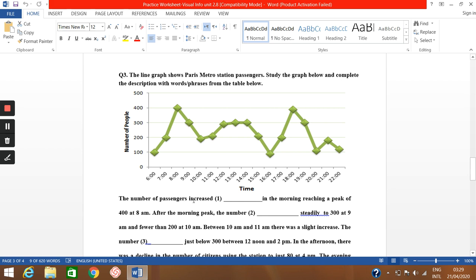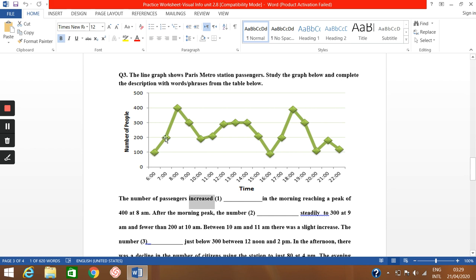The number of passengers increased. So this is a verb here. And since it's a verb, you have to think about using an adverb, because if you want to describe an action, which is always expressed by a verb, then in that case we have to use an adverb. So the adverb here, if you look at the change, so it doesn't increase, for example, slightly or gradually or sharply.